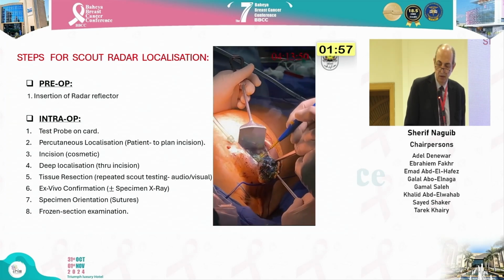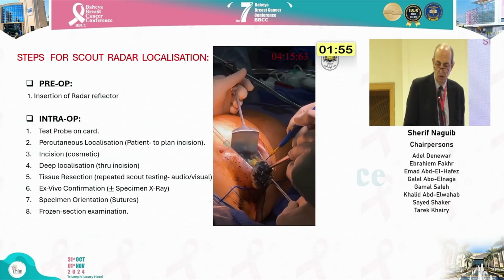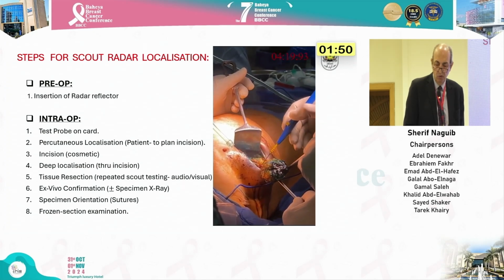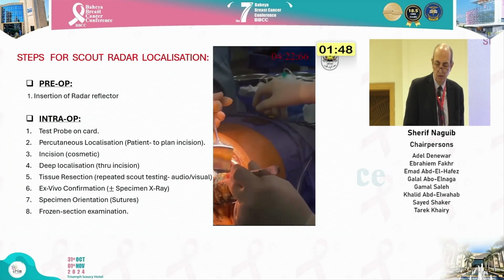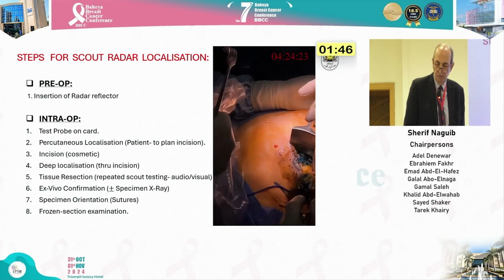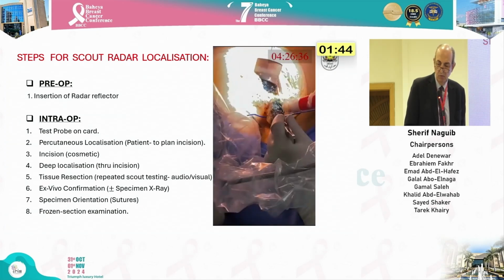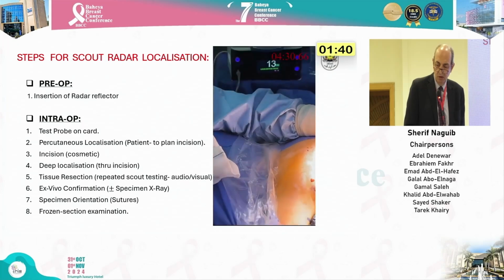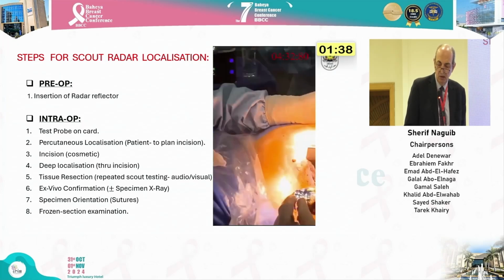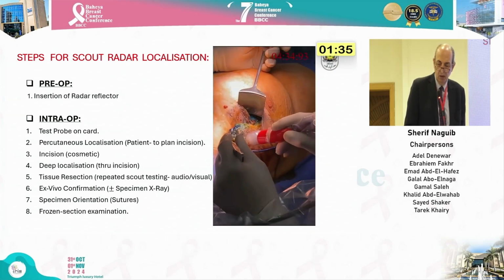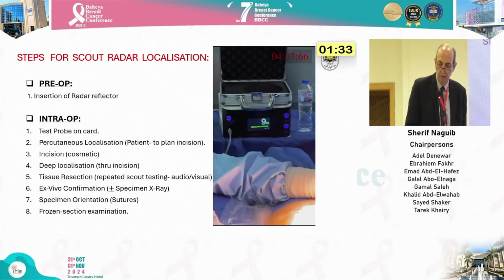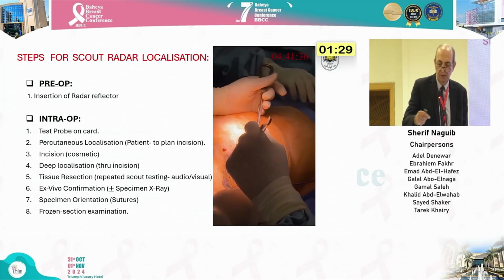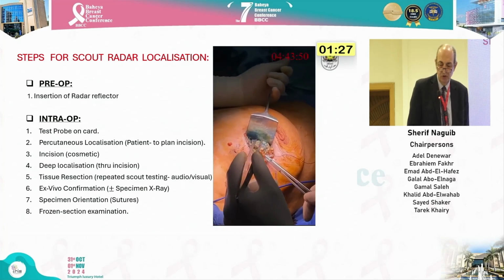And then step 6, you confirm ex vivo, outside of the breast, using the probe. You confirm the presence of the reflector. Now you know you have done your lumpectomy the way it should be done. And you make sure about your safety margins all around by turning the probe in all directions.